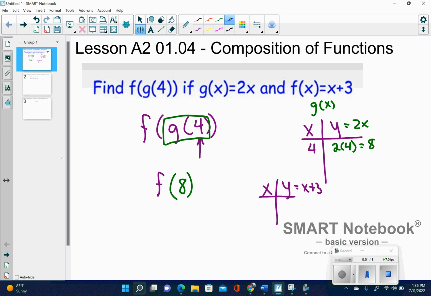I'll go ahead and do this in blue. Our new input is 8, because you take the answer from this, and it becomes our new input for the new function. So 8 plus 3 is equal to 11. So our final answer for this question of f of g of 4 is equal to 11. Our answer is whatever you get from the second one.